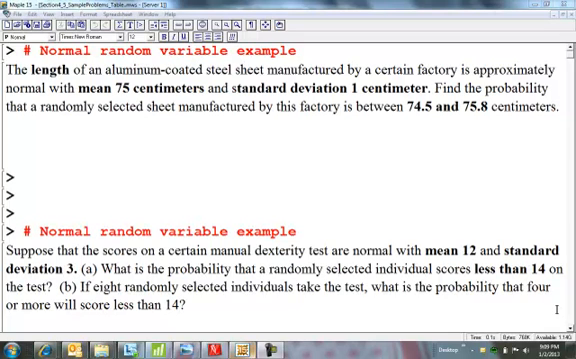Hi, here's the same normal random variable Maple worksheet, except this time I'm going to use z-scores and use a z-table instead of integrating. So same exact problems, but just another method for solving them.